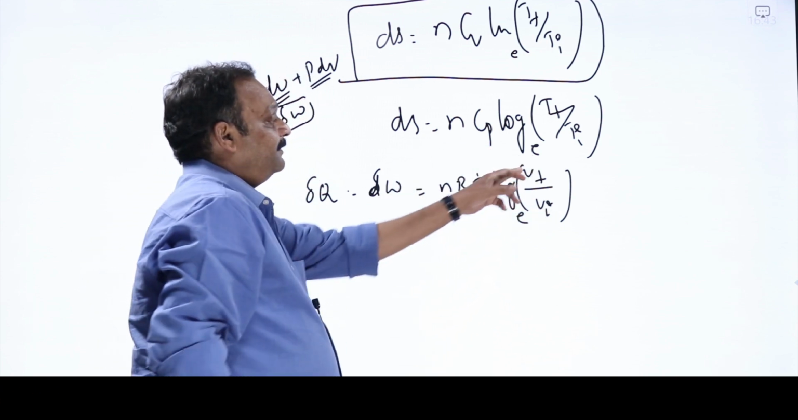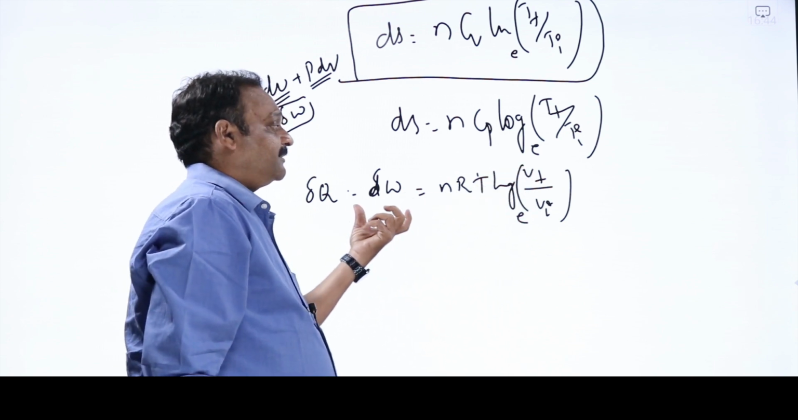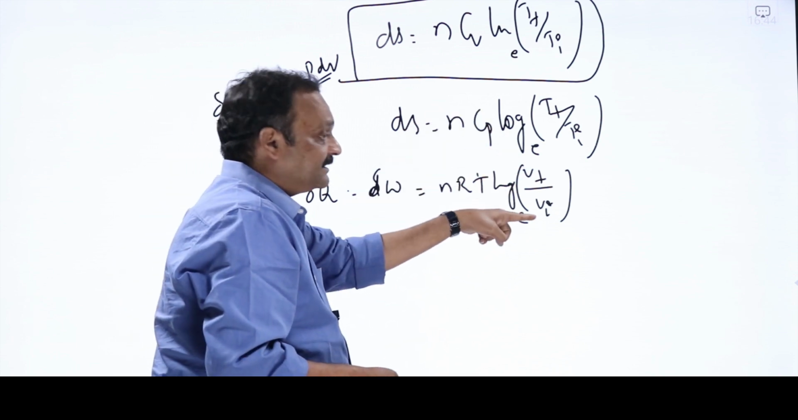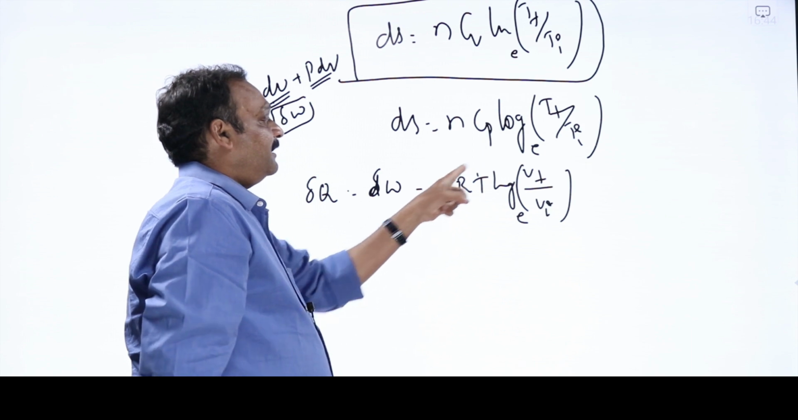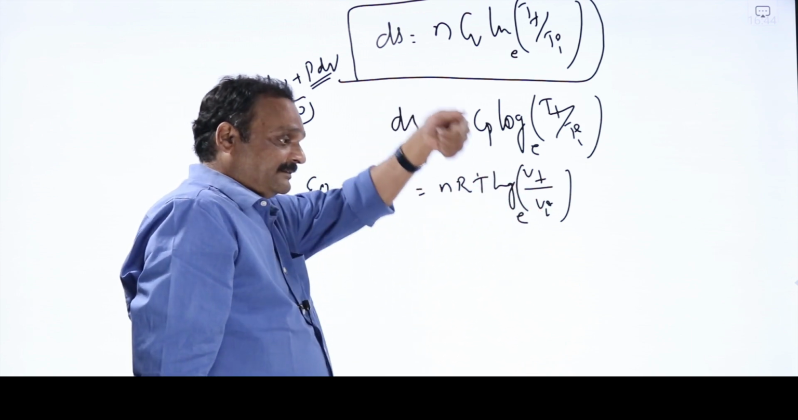If Vf is greater than Vi, log of the bigger quantity by the smaller quantity will be positive. Work done by the gas, it is isothermal expansion. If Vf is less than Vi, it is isothermal compression. I have to do some work on the gas. nRT log of smaller quantity by bigger quantity will be negative. dW negative means work is done on the gas.